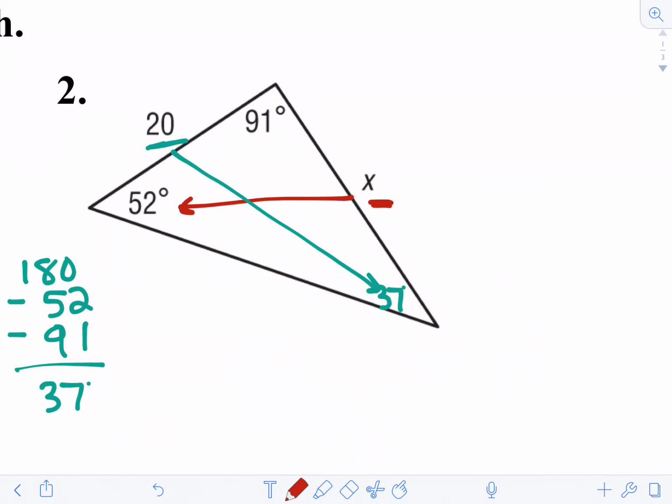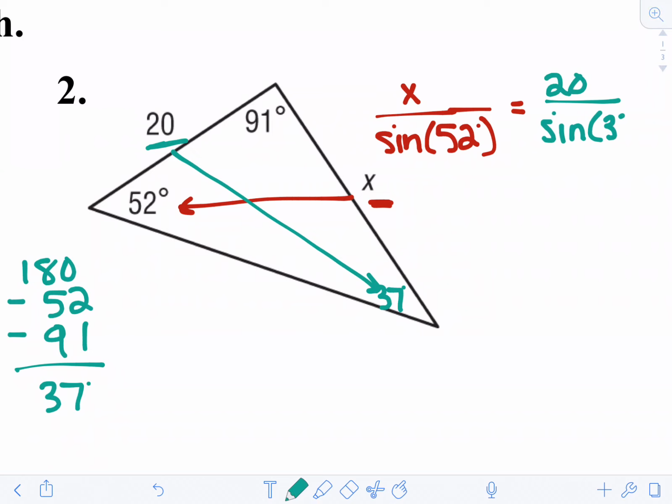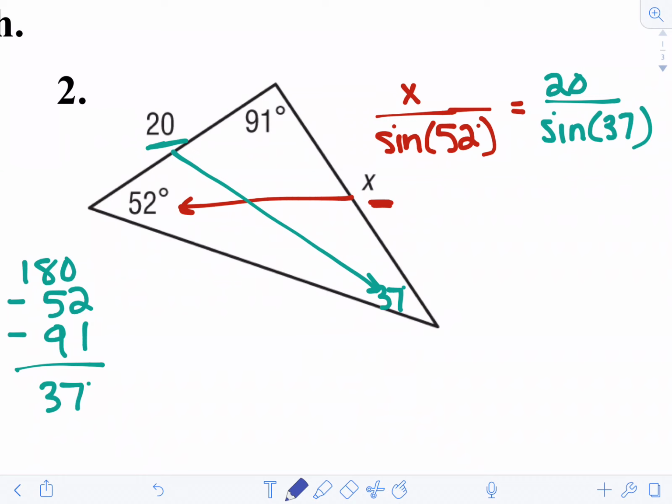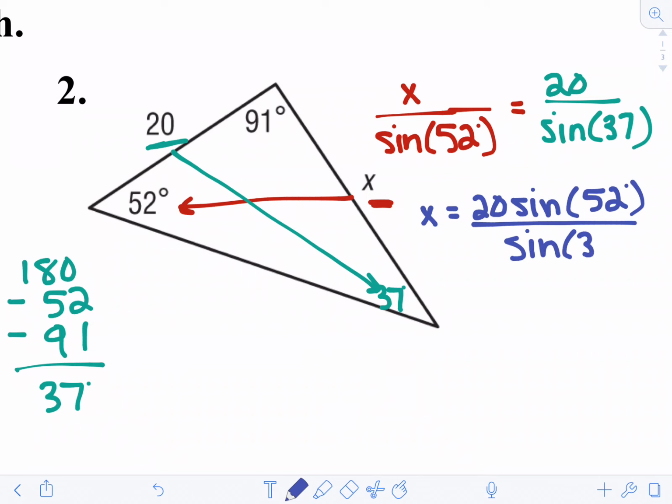So now we set up our proportion. X over sine of 52 is equal to, we have 20 over sine of 37. And now we're going to just cross multiply and divide. So what I end up getting is x equals 20 times sine of 52 divided by sine of 37. And so when you type that in and then divide it by sine of 37, round to the nearest tenth, you will get 26.2.